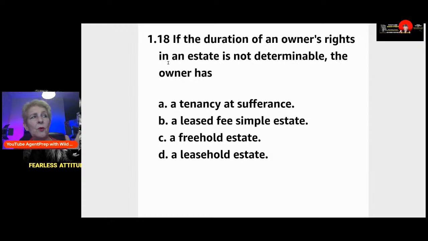Okay, so if the duration of an owner's rights in an estate is not determinable, it doesn't have a start and an end, which means we don't know when they're going to leave, right? Yes. So Sophia and Lisbeth answered C, and the answer is C, a freehold estate. Deb answered C too. Pretty good. We had quite a few C's on here.